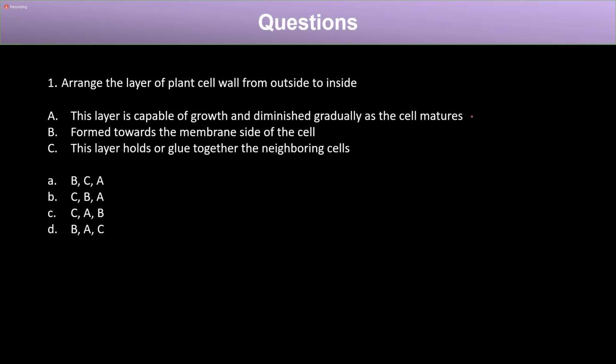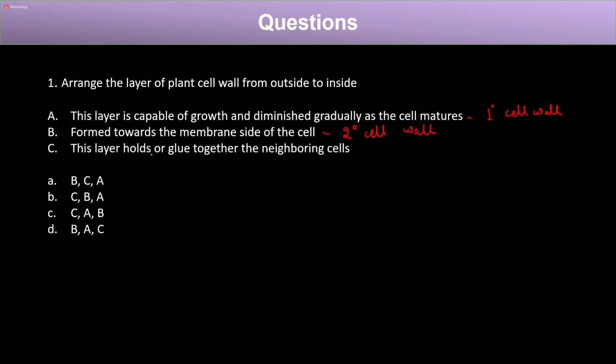So let's first write down the first layer. This layer is capable of growth and diminishes gradually as the cell matures. So what is this layer? Capable of growth, and it diminishes gradually. This was the primary cell wall, which slowly diminishes as the cell matures. Now the second option is formed towards the membrane side of the cell. Which layer is formed towards the membrane side? It was the secondary cell wall.